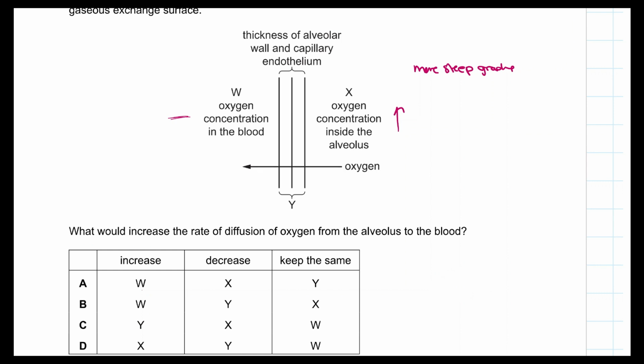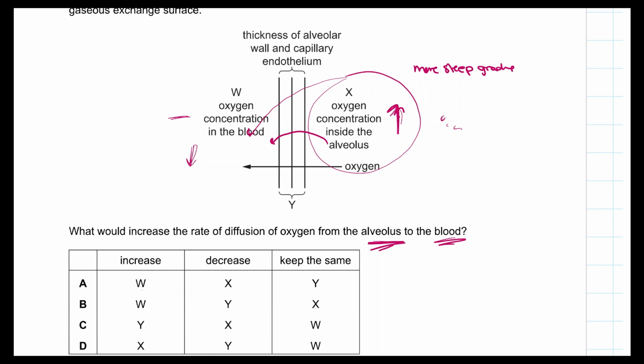What would increase the rate of diffusion of oxygen from the alveolus to the blood? So here's the alveolus to the blood. Now, we know that diffusion goes down the concentration gradient. Therefore, I'm trying my best in this case to increase the oxygen concentration in the alveolus whilst decreasing the oxygen concentration in the blood, as well as decreasing the thickness, because the higher the concentration of oxygen here, the faster they move down the concentration gradient, because this is how diffusion works.